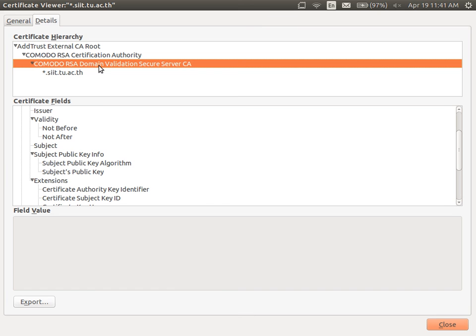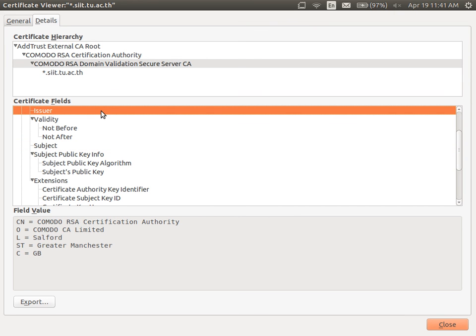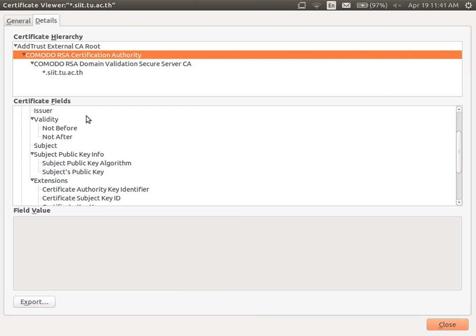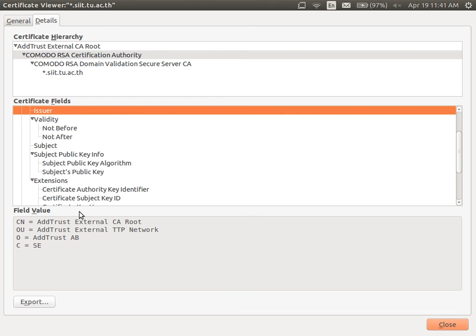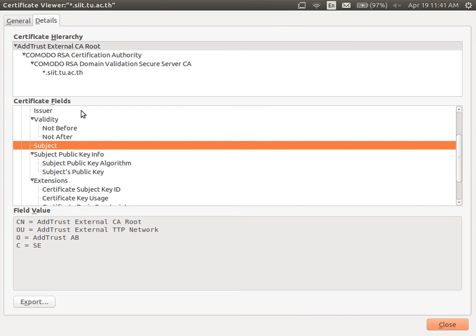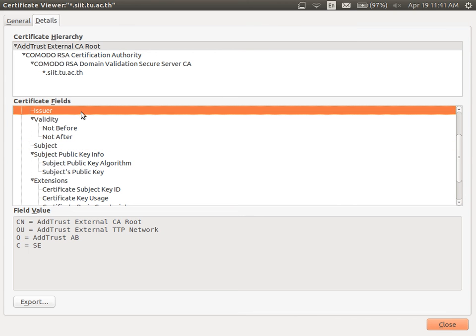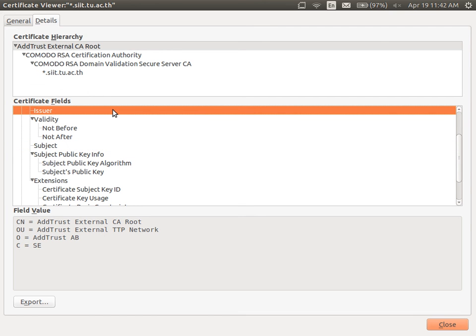And that authority also has a certificate where it is the subject, and it was issued by another CA called the Komodo RSA Certification Authority, which also has a certificate where it is a subject and it's issued by this AddTrust External CA Root, and this AddTrust External CA Root is the subject of a certificate and the issuer. So there's a hierarchy of certificates. The subject is AddTrust External CA Root. The issuer is the same.